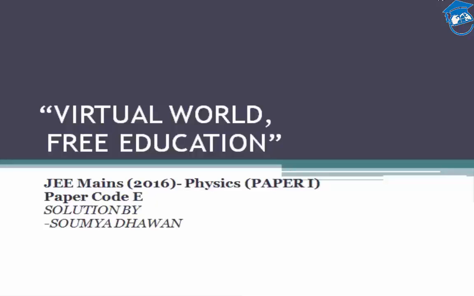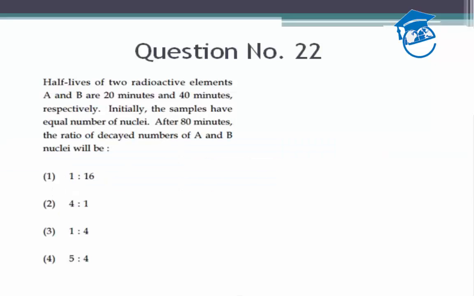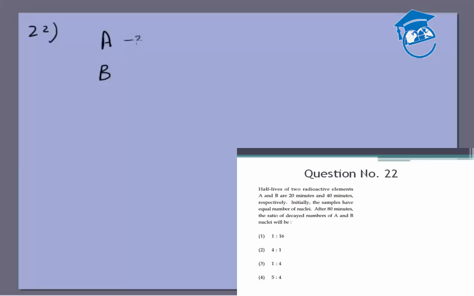In this video, we'll discuss solutions to the 2016 JEE Mains Physics question paper. In question 22, we are given the half-lives of two radioactive elements A and B. This is 20 minutes and this is 40 minutes. We need to know what happens after 80 minutes.